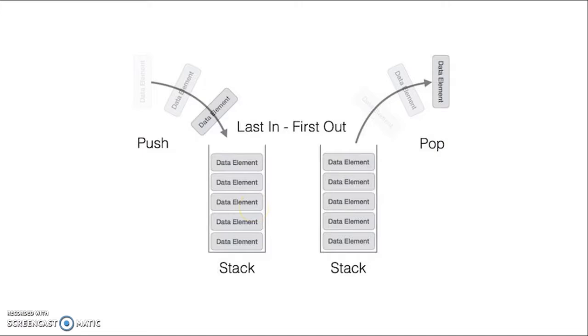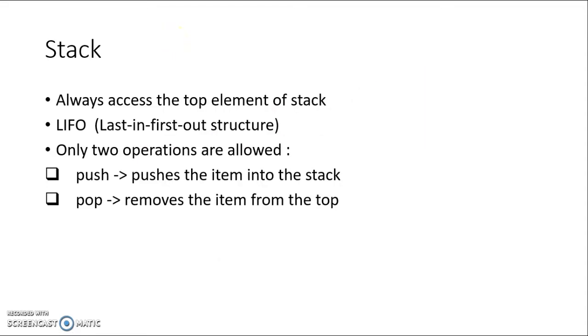So, this feature makes it a last in first out data structure. The element which is placed last will come out first. So in stack terminology, the insertion operation is called push, and the removal operation is called pop. So from the diagram just now, we know that a stack only allows access to the top element of the stack, and it follows the last in first out structure. And the only two operations allowed are push and pop.